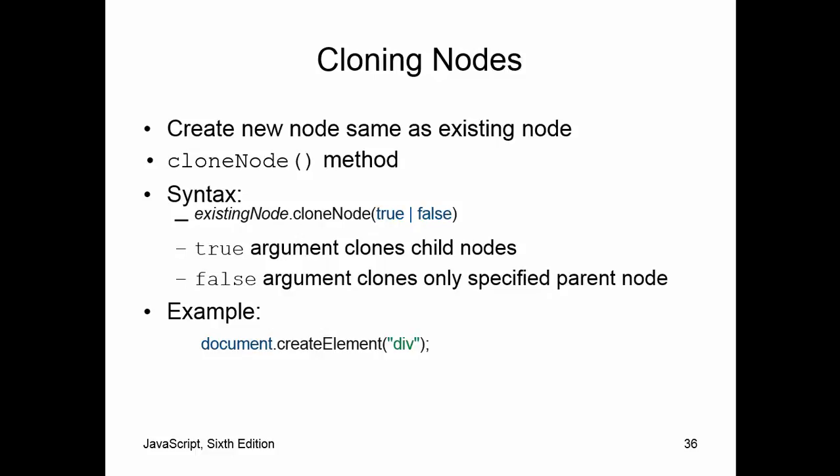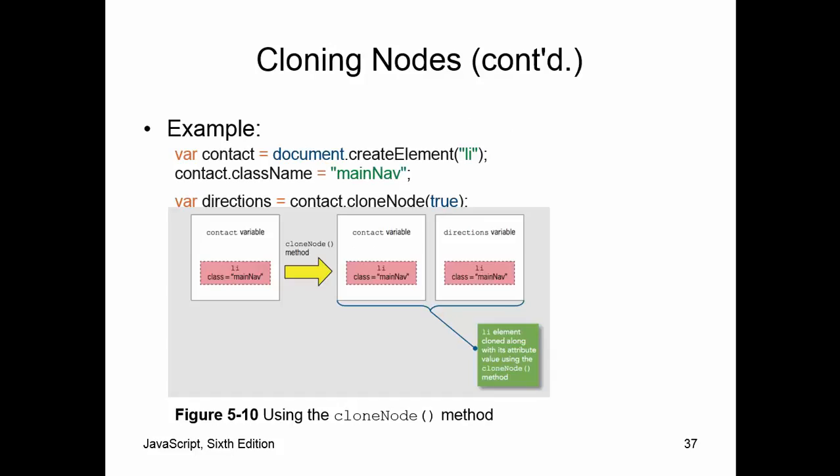So they show you this process here, and the picture that you see here is also shown in your book on page 316. All right. The clone node here is stored in the directions variable. And it includes the class value main nav because clone node cloned all child nodes based on the argument that we added here that said true. So we did make it a true clone.